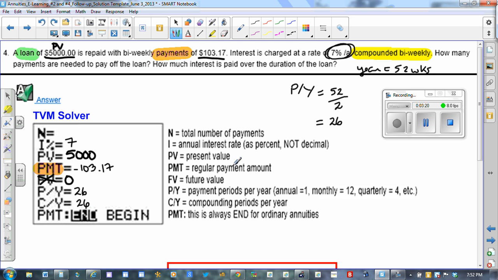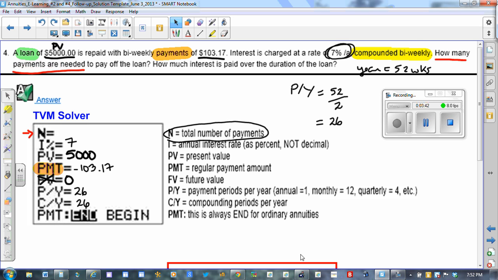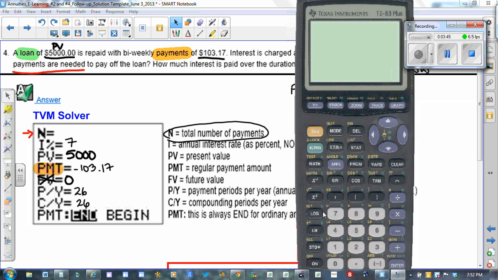Now the N, take note, is the number of payments. Nothing is said about that because we're being asked to find it. Specifically, take a look here. How many payments are needed to pay off the loan? So that's the N. So let's grab the TVM Solver and enter in all those values. Again, apps, double ones, and we'll enter in our values.